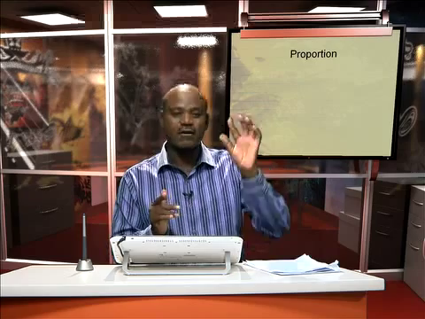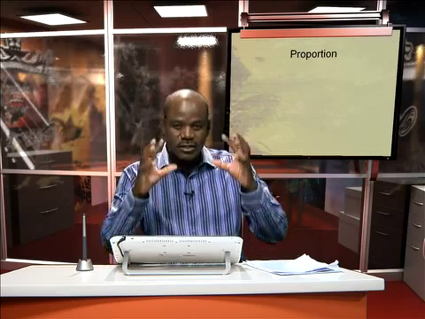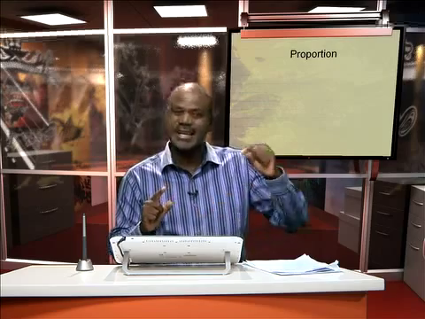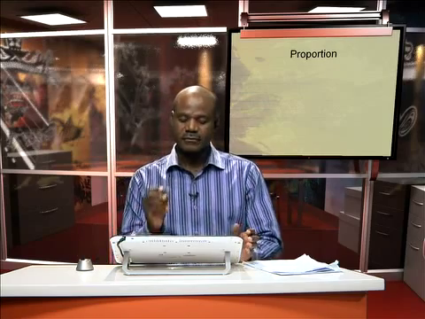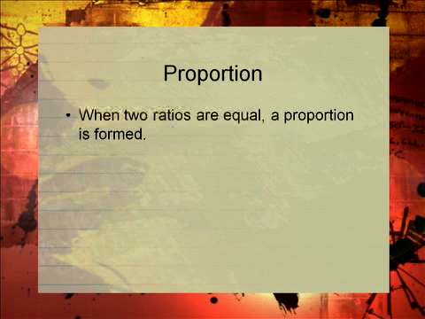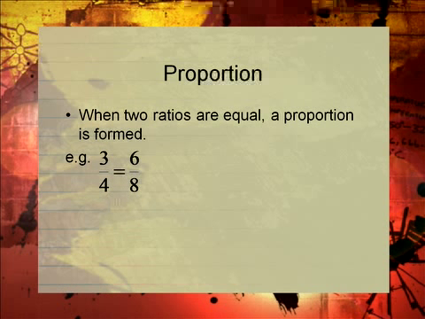For instance, 1/2 is a half. A half can be 2/4, can be 4/8. That represents a proportion. Remember, a proportion is not just a ratio, it's when two ratios are equal. Now, have a look here. When two ratios are equal, a proportion is formed. Is 3/4 the same as 6/8? Yes, you simply multiply by 2 there to get 6, you multiply by 2 there to get 8. This is what you call a proportion.